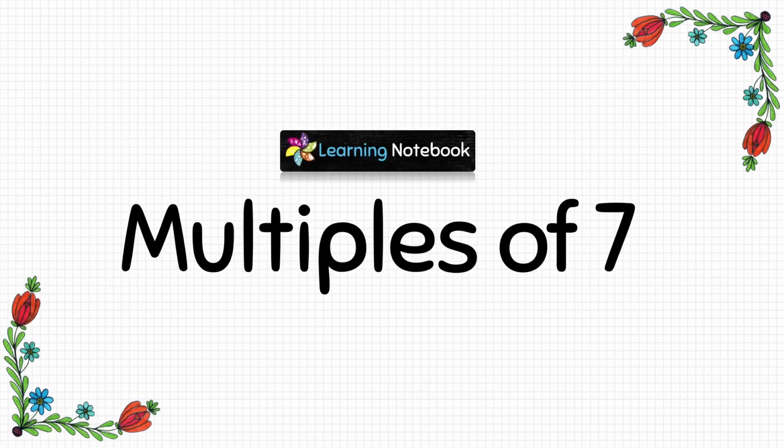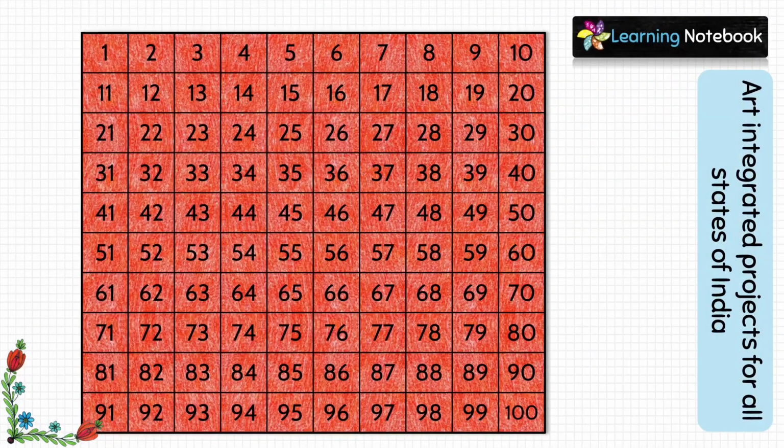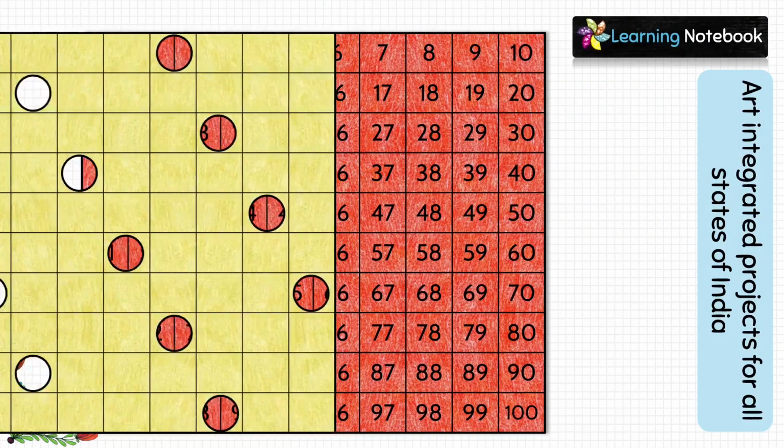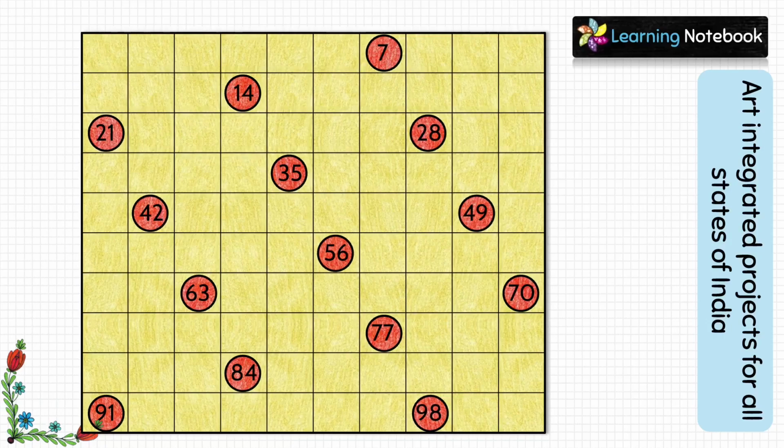Next, we will find multiples of 7. For this, let's place the yellow grid over the red numbered sheet. And now you can see multiples of 7. 7, 14, 21, 28, 35 and so on till 98.